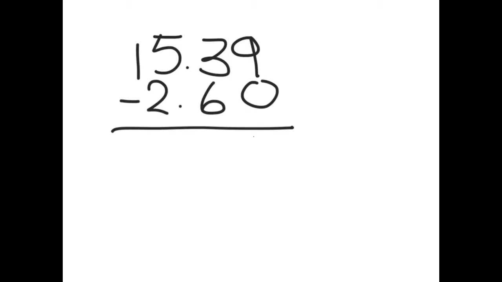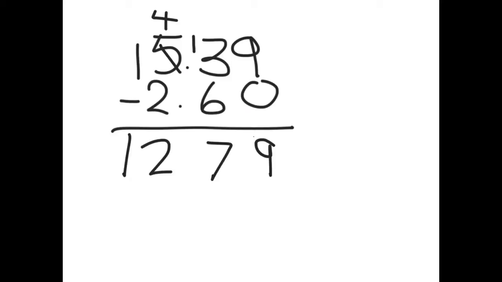When you subtract decimals, you should subtract like normal. So this should be 9, and then you borrow whenever borrowing is needed, just like in normal subtraction. And then you place the decimal straight down, and you should get 12.79.